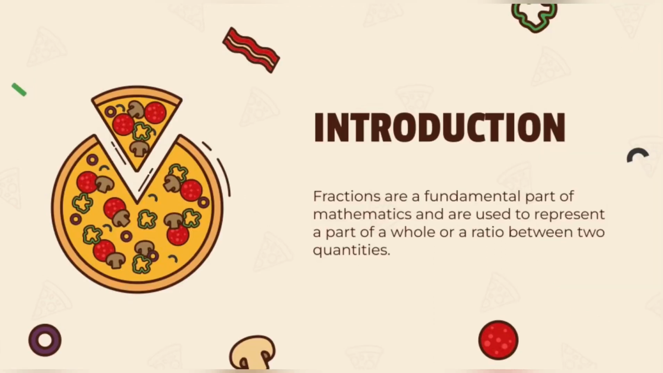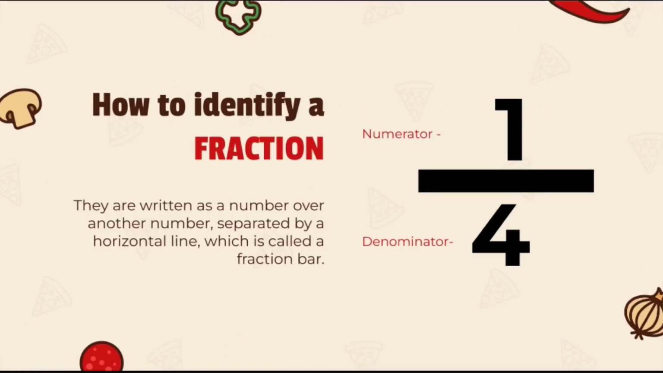Introduction. Fractions are a fundamental part of mathematics and are used to represent a part of a whole or a ratio between two quantities. So how do you identify a fraction? They are written as a number over another number separated by a horizontal line, which is called a fraction bar. The top number is called the numerator and the bottom number is called the denominator.